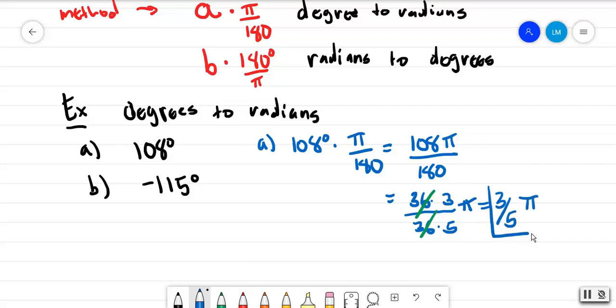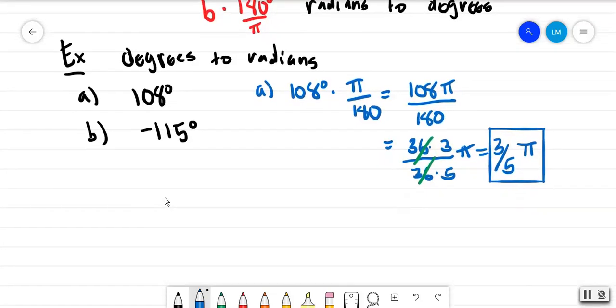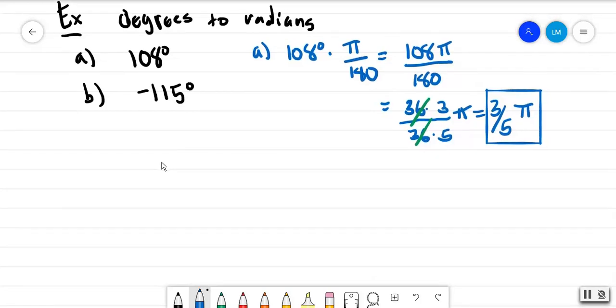Now, keep in mind that that's the exact value, but it's not the approximation. Now, let's say that, in part B, you basically want to do the same thing.